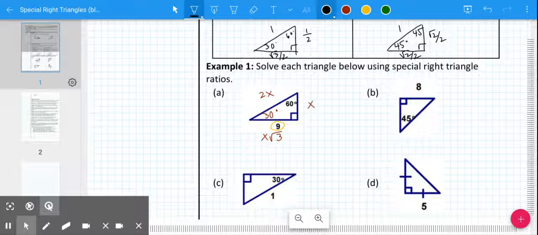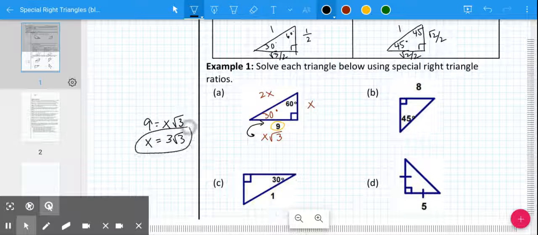So I need to first figure out what that x is, and I do that by setting the 9 equal to x root 3 and solving for x. I think we get x to be 3 root 3. If you divide 9 by root 3, you should get 3 root 3. Think about reverse multiplying this back. So that's my multiplier. The whole ratio got multiplied by 3 root 3. So this side, the x, is just 3 root 3. And then on this side, the x gets doubled. So 2 times 3 root 3 becomes 6 root 3. And that's how we find our other sides.